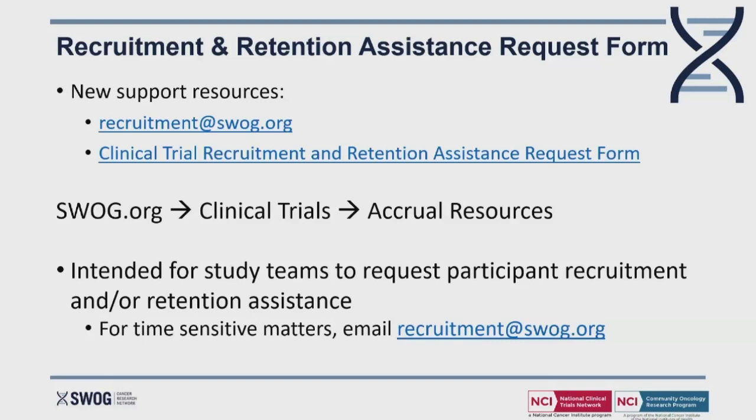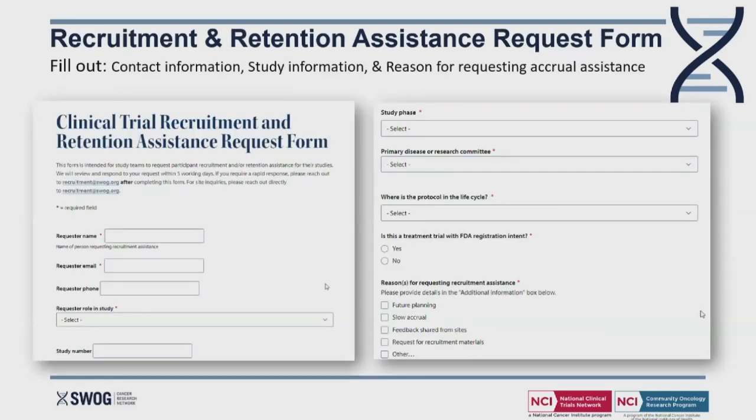And if it's time sensitive, use the email address recruitment@swog.org because we know that sometimes there are very time sensitive sorts of issues. But if you want to engage with the RRC in particular, please use this request form. Here's a couple of screenshots of it. It's not very long and detailed, but it gives us a chance to reach out to you and find out more about what your needs are for your trial.